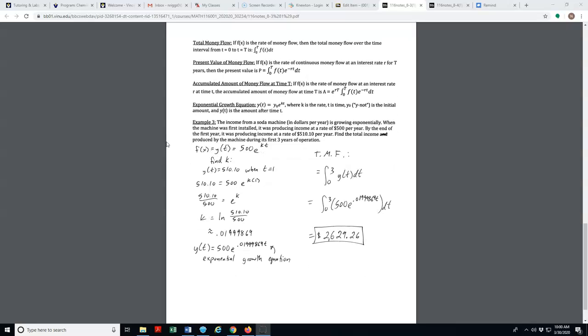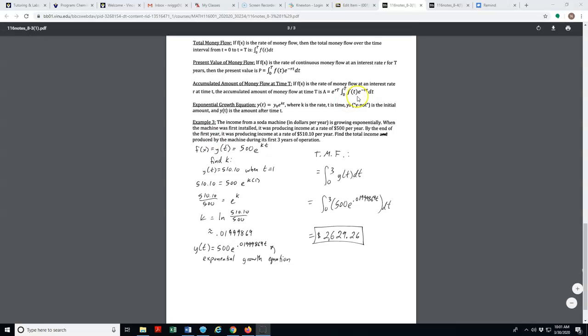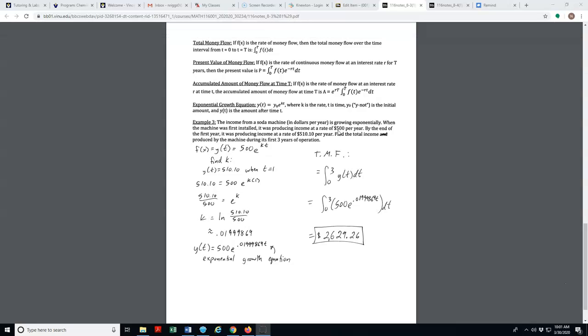So for this problem, we're told that the income is growing exponentially. I'm told that phrase, exponential growth, so that's how I know I'm going to use this equation. And when it's first installed, it was producing at a rate of 500 per year. That is going to be my initial value. And then by the end of the first year, it produced an income at a rate of 510.10 per year. And we would like to find the total income produced by that in the first 3 years.